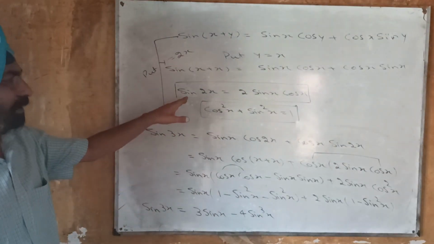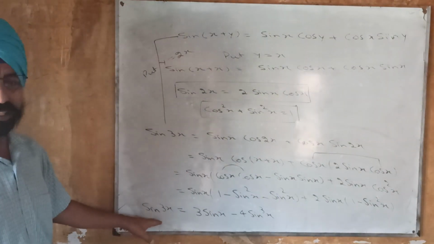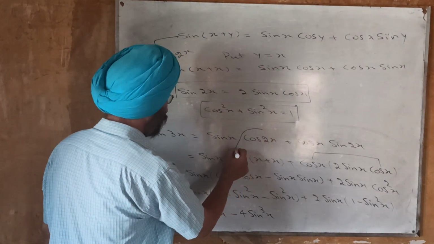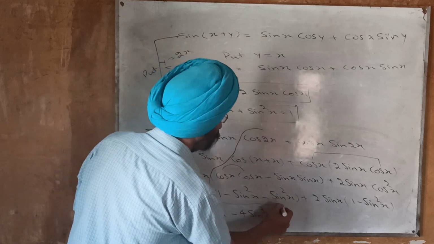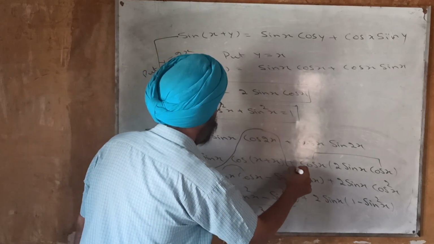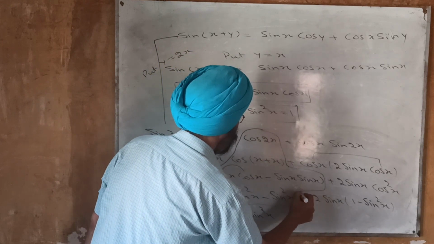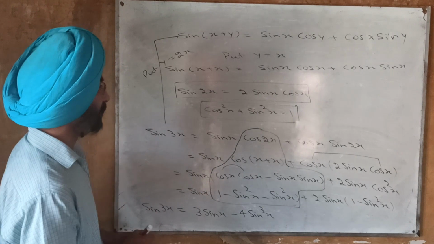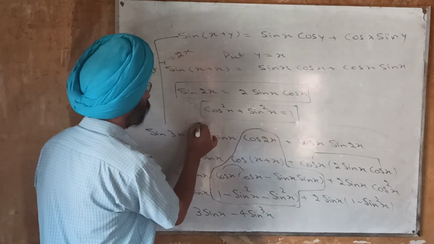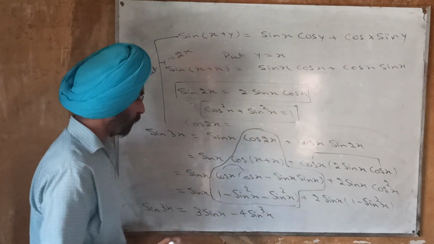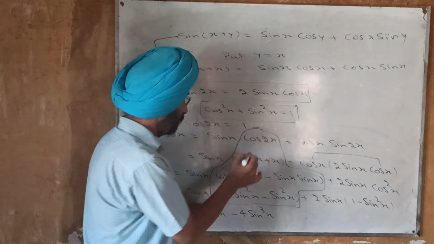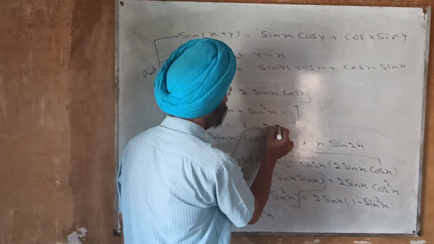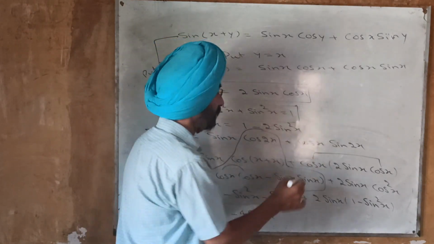So we have obtained sin 2x, we have obtained sin 3x. And in between, here we have obtained the formula for cos 2x. So cos 2x is equal to this one minus this, which is minus 2 sin square x. So 1 minus 2 sin square x.